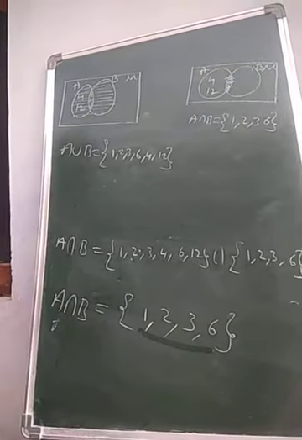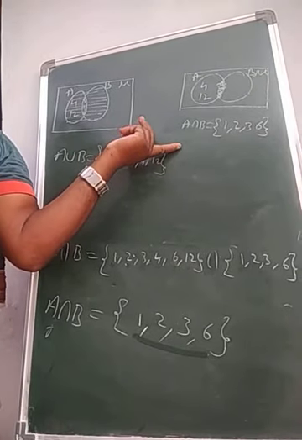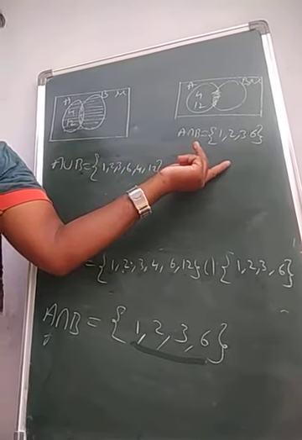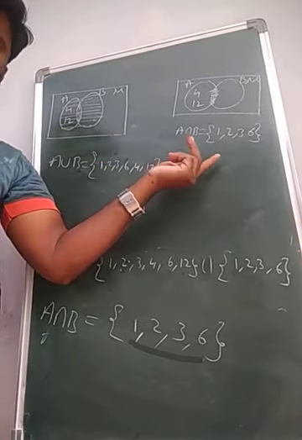So like this we can represent A union B and A intersection B, union of sets and intersection of sets. Okay.